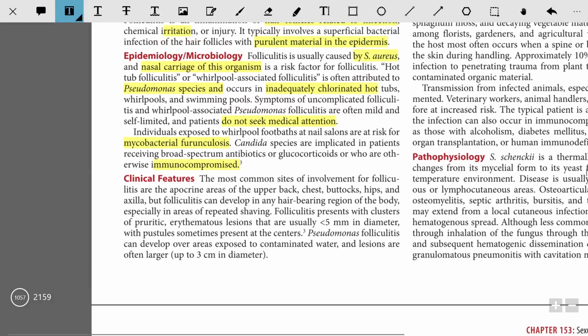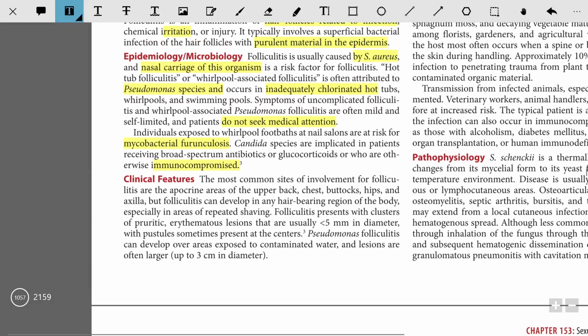So now coming to the clinical features, the most common sites of involvement for folliculitis are apocrine areas of the upper back, chest, buttocks, hips, and axilla. But folliculitis can develop in any hair-bearing region of the body, especially in areas of repeated shaving. Folliculitis presents with clusters of pruritic erythematous lesions that are usually less than 5 millimeters in diameter, with pustules sometimes present at the center.